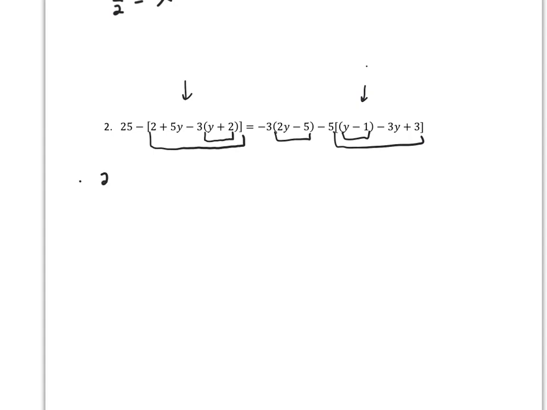So that's 25 minus bracket. Bring down the 2 plus 5y. Now let's distribute this negative 3. Negative 3 times y is negative 3y. Negative 3 times 2 is negative 6. Close your bracket. Repeat the same process on the right. It's negative 6y plus 15. And then bring down the minus 5 and that bracket.